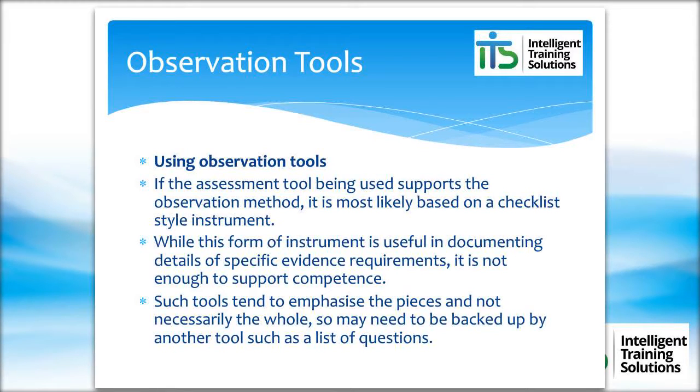Using observation tools. If the assessment tool being used supports the observation method, it is most likely based on a checklist style instrument. While this form of instrument is useful in documenting details of specific evidence requirements, it is not enough to support competence. Such tools tend to emphasize the pieces and not necessarily the whole, so may need to be backed up by another tool, such as a list of questions.